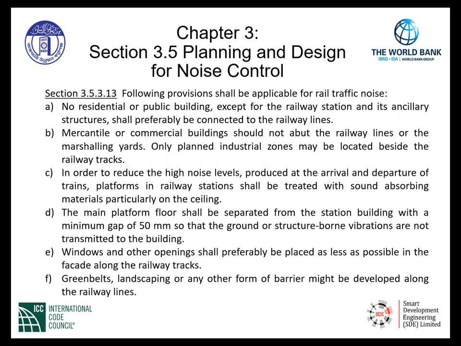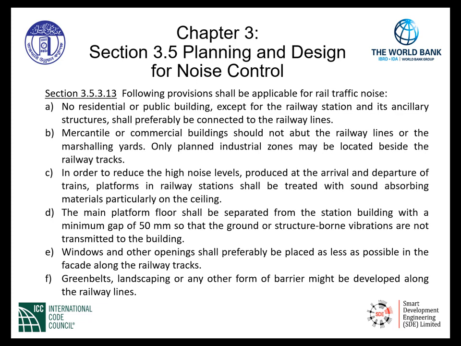Item C, in order to reduce the high noise levels produced at the arrival and departure of trains, platforms and railway stations shall be treated with sound-absorbing materials, particularly on the ceiling. D indicates the main platform floor shall be separated from the station building with a minimum gap of 50 millimeters so that the ground or structure-borne vibrations are not transmitted to the building.